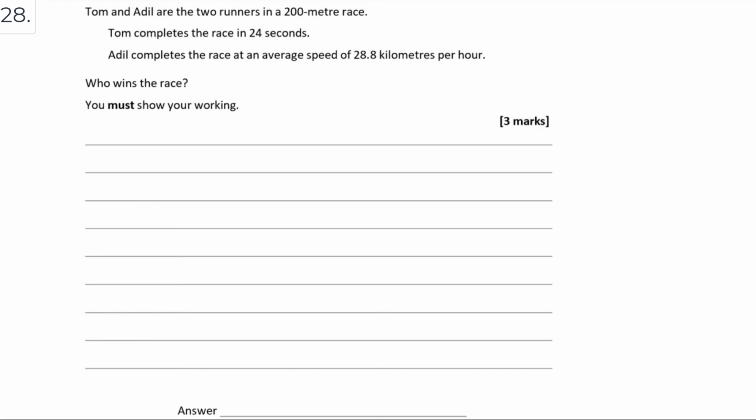Adil completes the race at an average speed of 28.8 kilometers per hour, so we should be able to work out the time it takes because we know the distance that he ran. It was a 200-meter race, and we know the speed he ran it at. The only thing we don't know is the time, isn't it? So using the DST triangle, distance, speed, time.